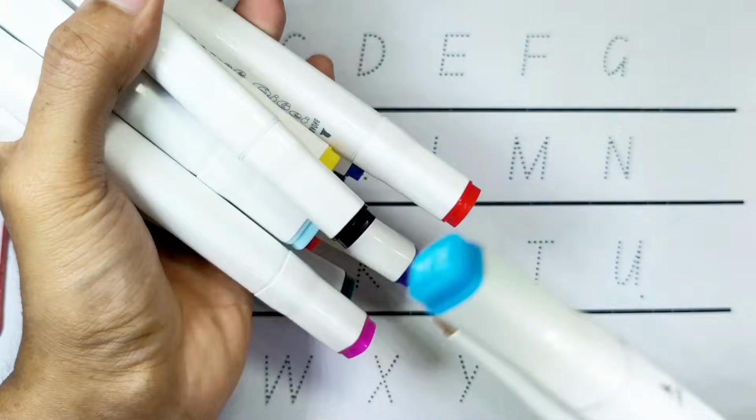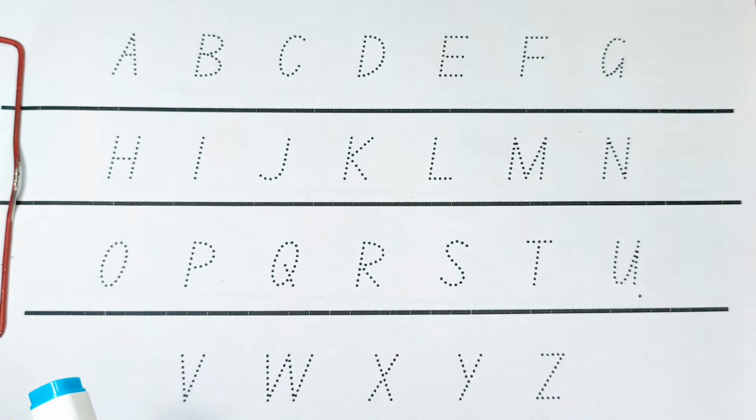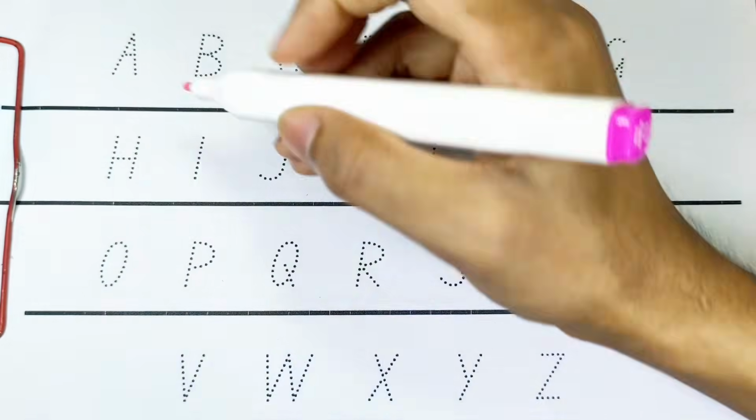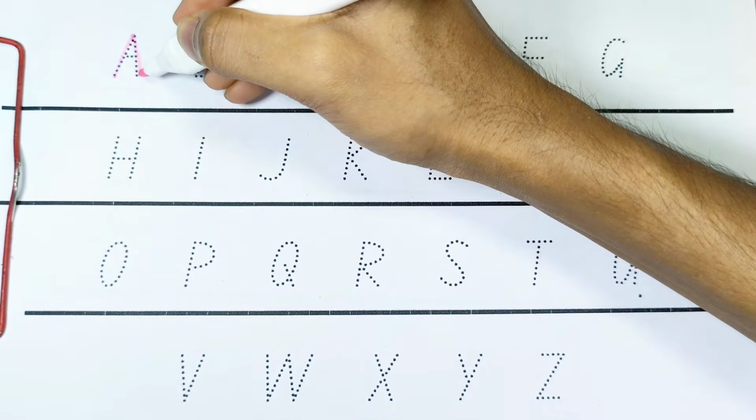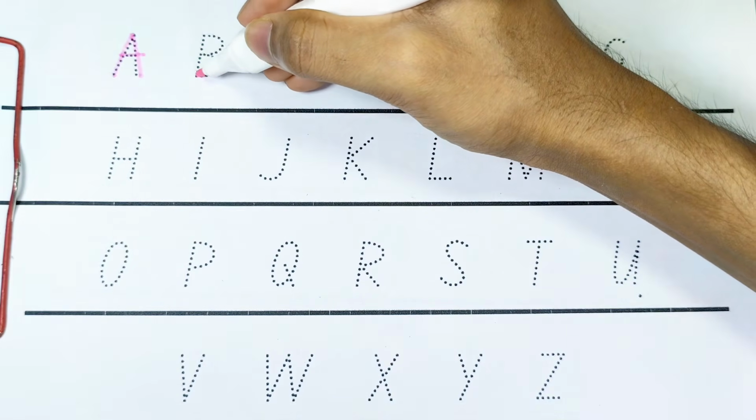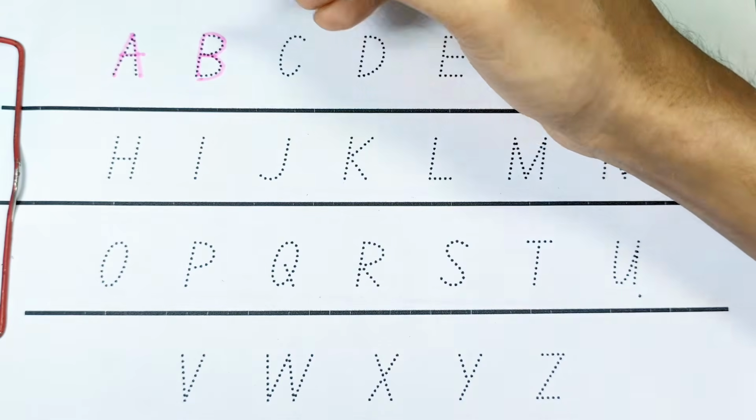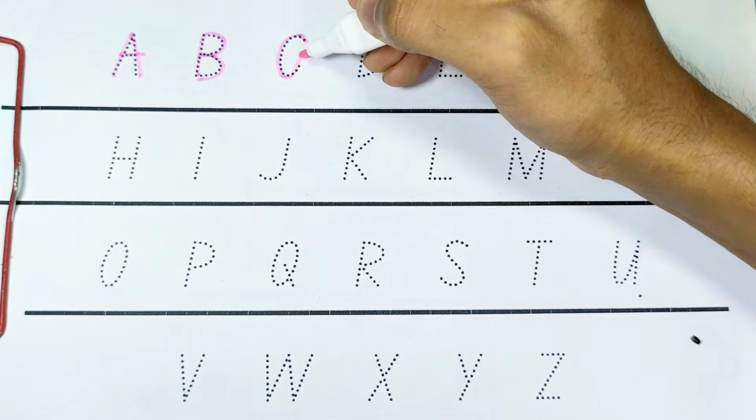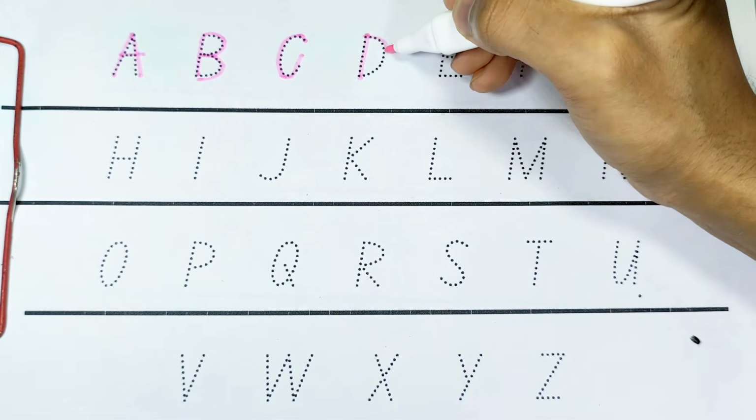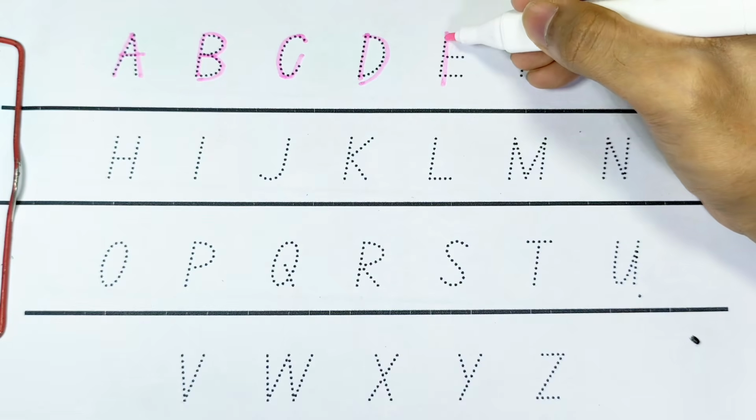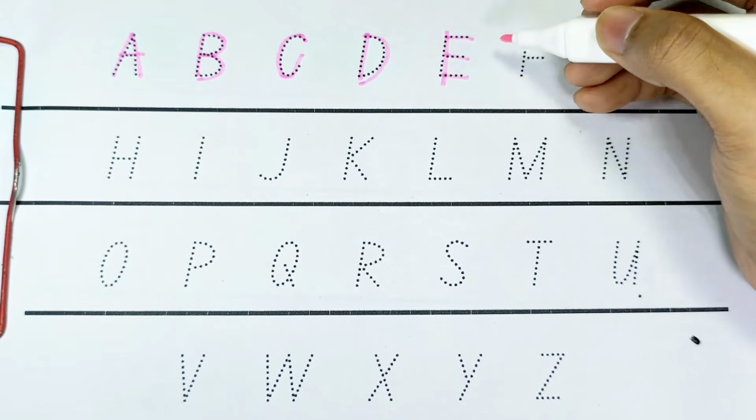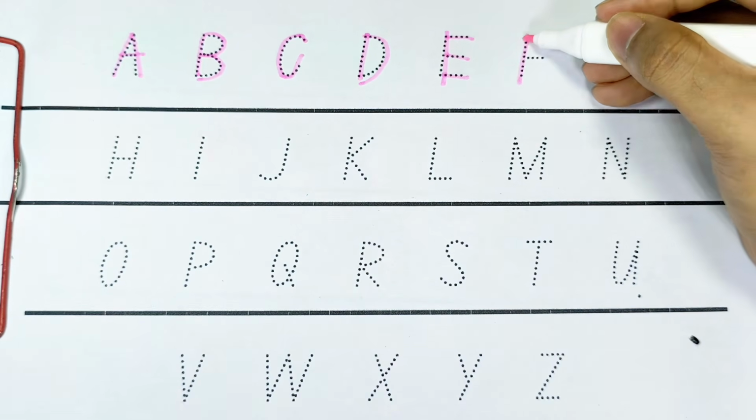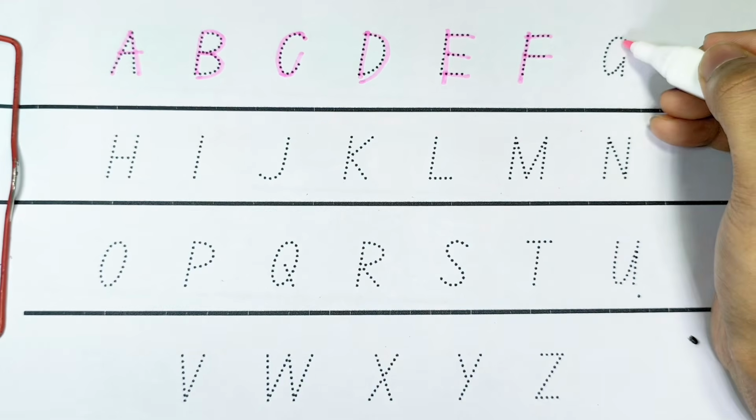Now we're writing capital letter alphabets A to Z. Stay with us. Pencil pink color. Now we're writing the alphabet A. A for apple. B for ball. C for cat. D for dog. E for elephant. The next one is F. F for fish. The next one is G.